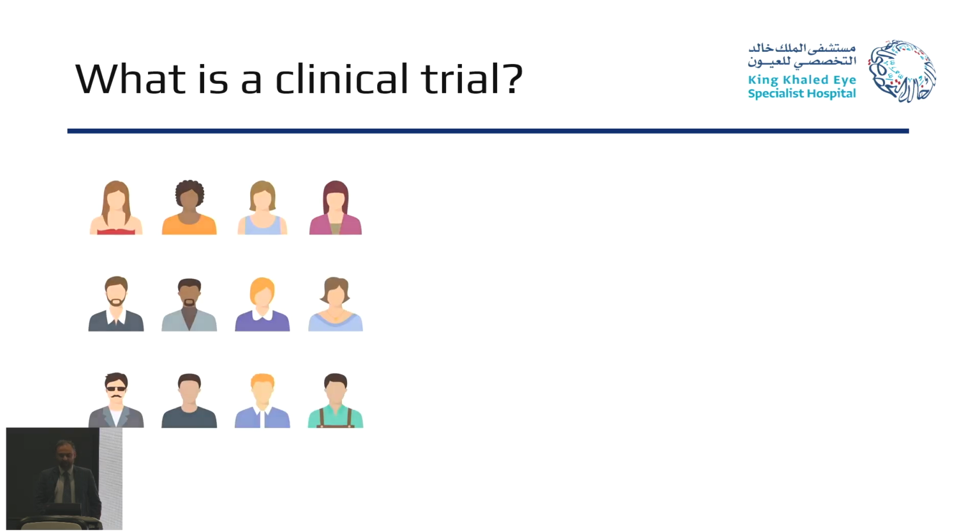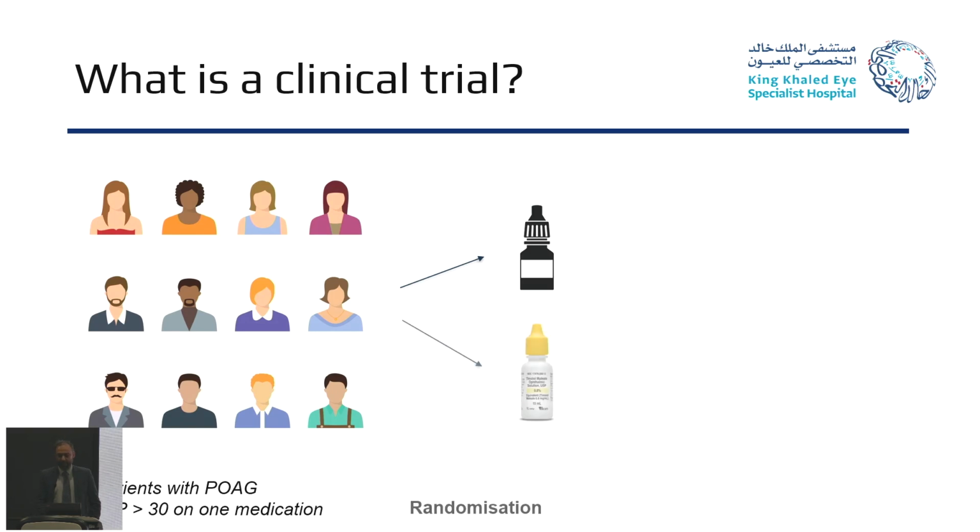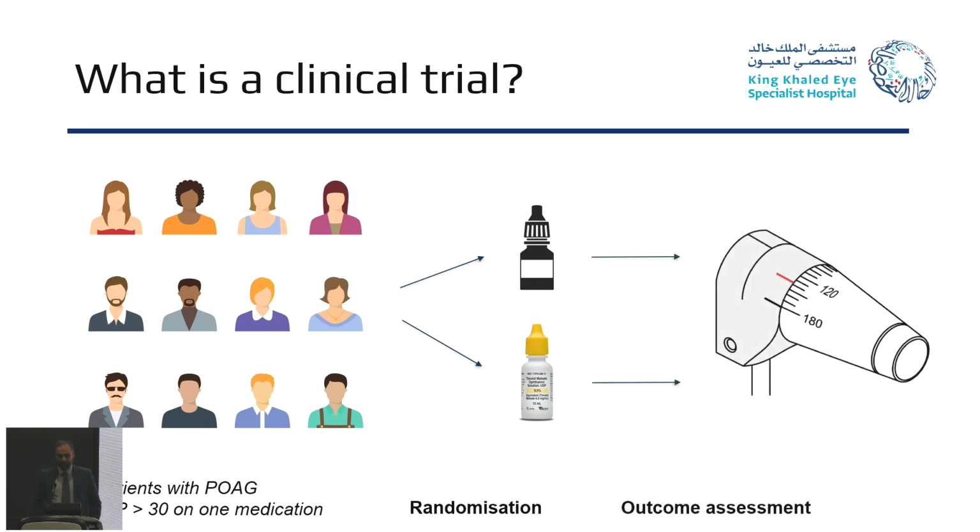So what do we do? We take a population, we define our inclusion criteria, and we randomize the group to receive drop A, and we randomize a second lot of the group, half the group, to receive the standard treatment, which is timolol, and we decide on an outcome measure. And we measure their pressure, and we decide which drop is better.